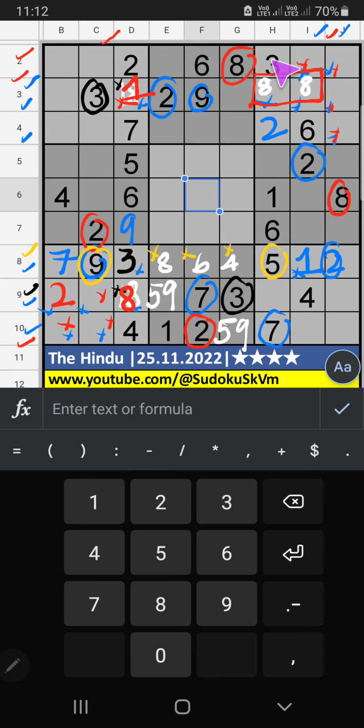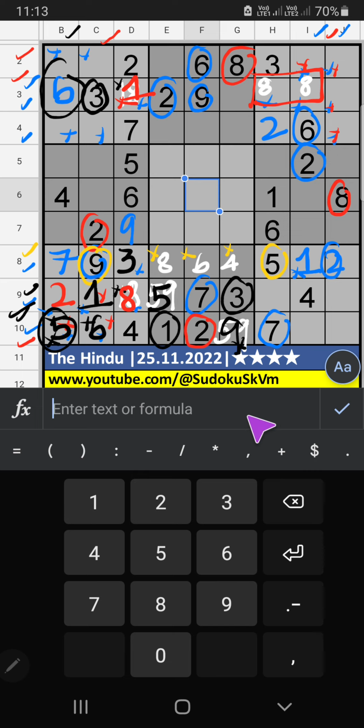Fourth row and second row, we have 6. So 6 can't come in these cells. Then 6 is confirmed here. 10th row, we have 1. 7 can't come in these cells. Then 1 is confirmed here. In 7th grid, 2 numbers are remaining, 5 and 6. Column B, we have 6. So 6 can't come in the cell. 6 is confirmed here. Then 5 is here. 10th row, we have 5. So 5 can't come in the cell. 5 is confirmed here. Then 9 is here.